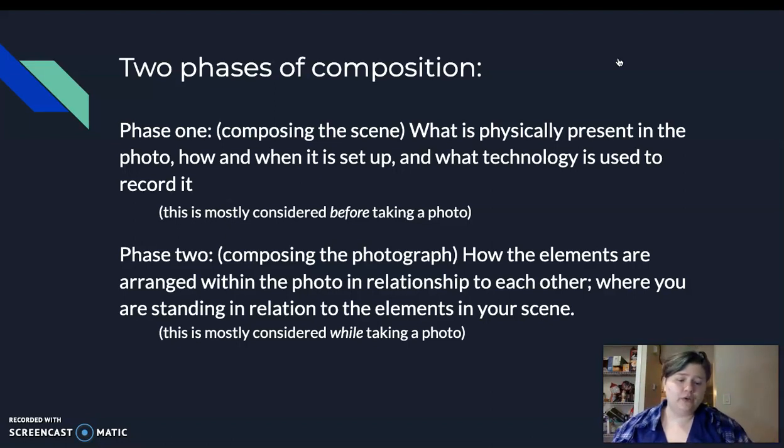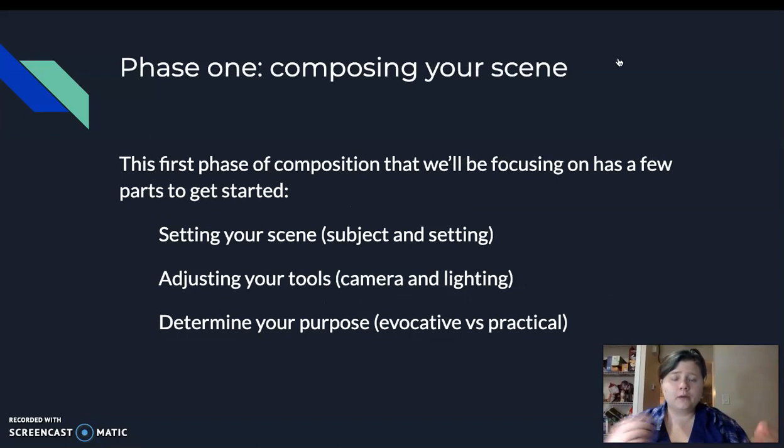So now we're going to continue with the more specific information about phase 1, composing your scene. There's 3 main parts to get started, and the first part is setting your scene, so your subject and your setting.